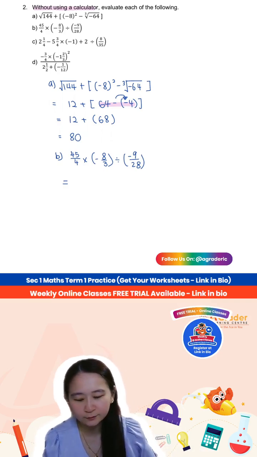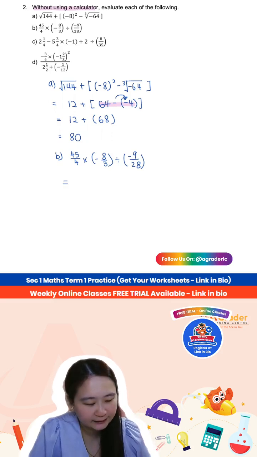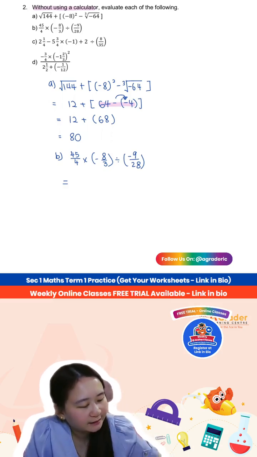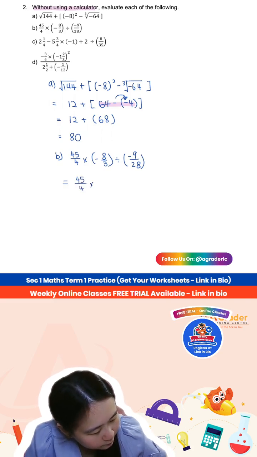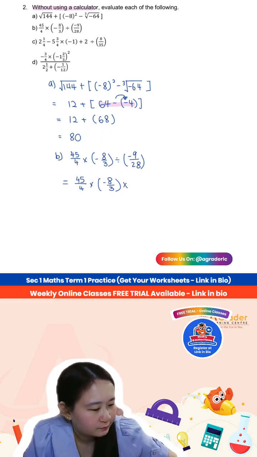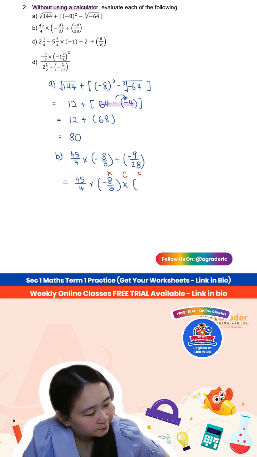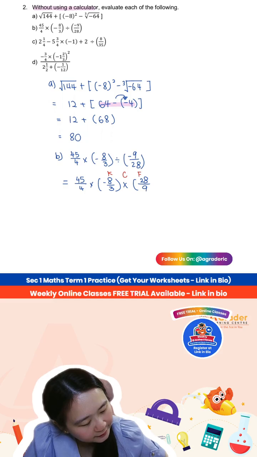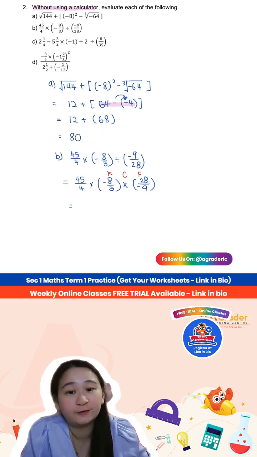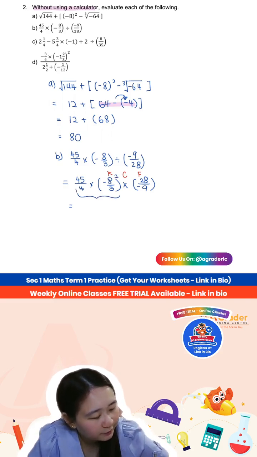Okay, we work on part B now. So we have 45 over 4 times negative 8 over 3 divided by negative 9 over 28. So we can change the divide sign to times, because we keep the first fraction, we change the sign, and then we flip the second fraction. So we'll get 28 over 9 negative. Okay, then we can multiply from left to right. So we do this part first. Divide by 4, divide by 4, divide by 3, divide by 3.